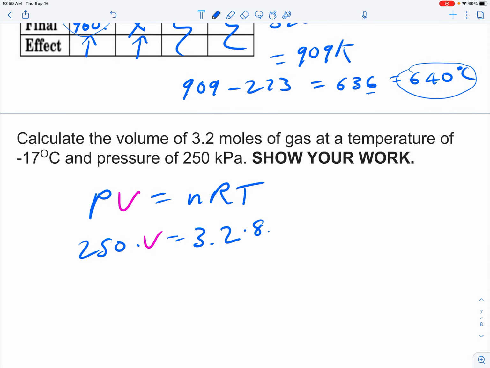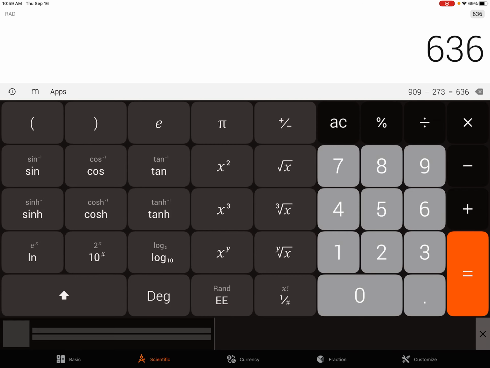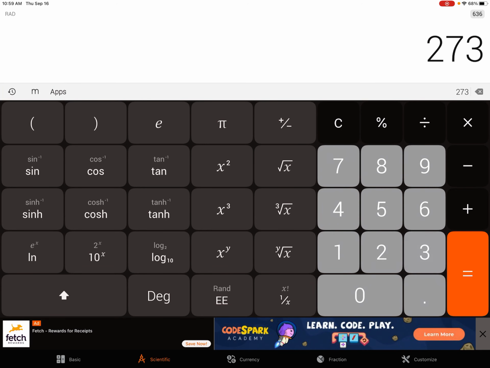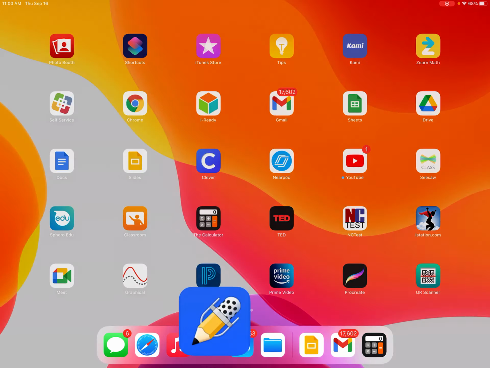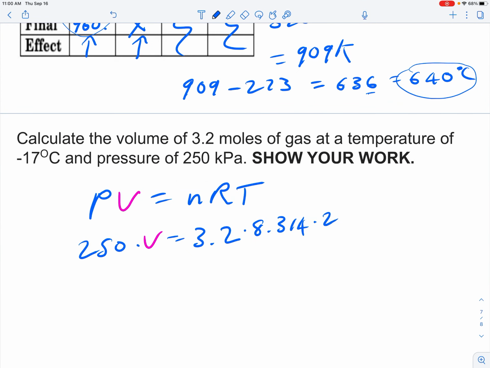So 3.2 times 8.314, and then we're going to multiply that by our temperature, which is minus 17, and we're going to have to add that to 273. So I can say 273 minus 17, or we could say minus 17 plus 273. Either way, we're going to get 256 as our temperature. And so the hardest part is done. We just got to work the problem now.